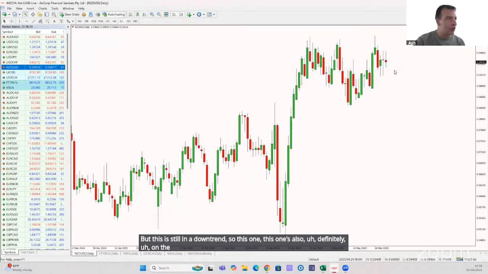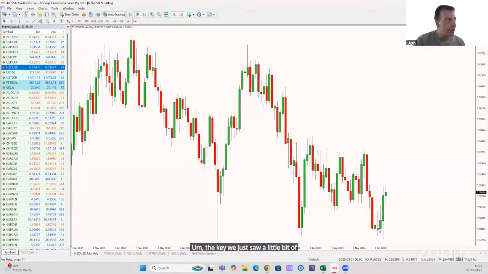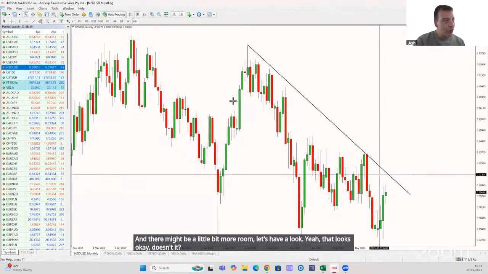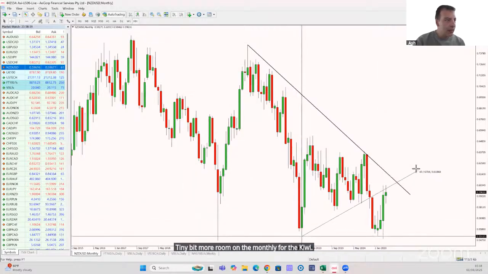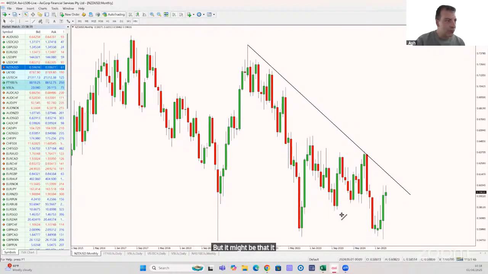Now finally we'll do the Kiwi. And the Kiwi just saw a little bit of upside come in over the last month. And there might be a little bit more room. Let's have a look. Yeah, that looks okay, doesn't it? Tiny bit more room on the monthly for the Kiwi. And this trend line, it's a bit of an issue, that level there. But it might be through the level, might be through this level here.